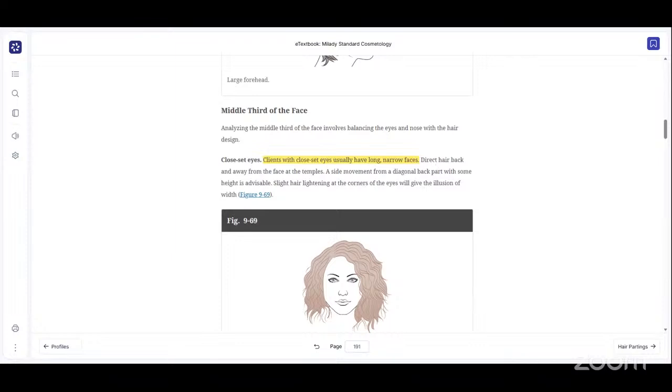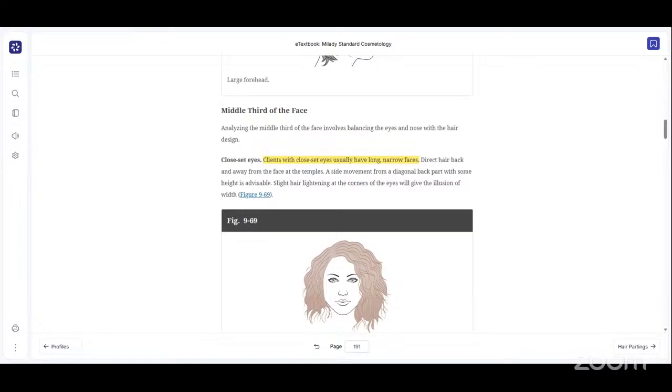All right, direct the hair back and away from the face at the temples, a side movement with a diagonal part. Okay, so we said swoop over to the side, so no middle part, but definitely a side part, diagonal. With some height is advisable. So adding some curls, some type of texture would be there to soften up.